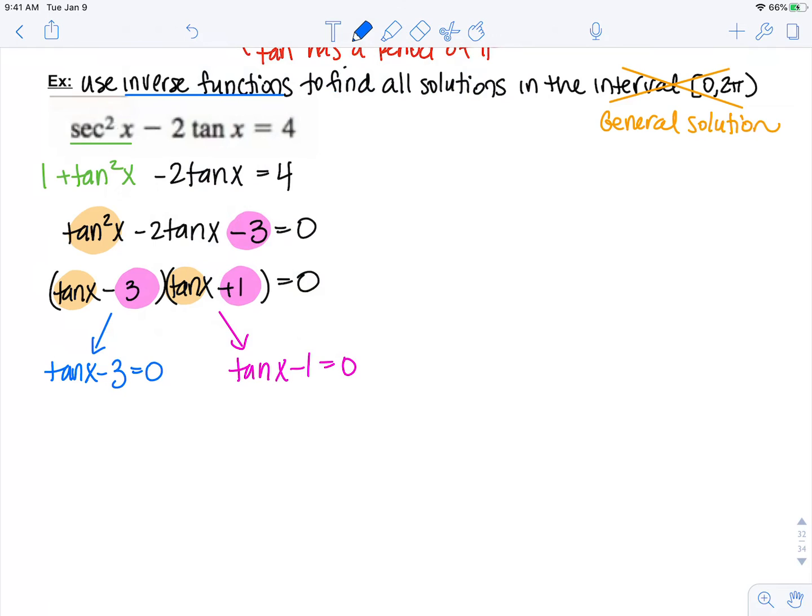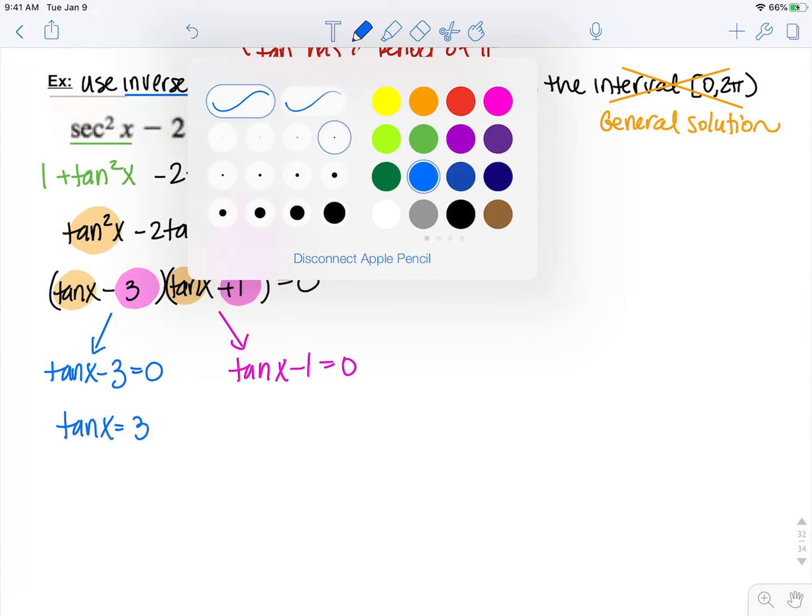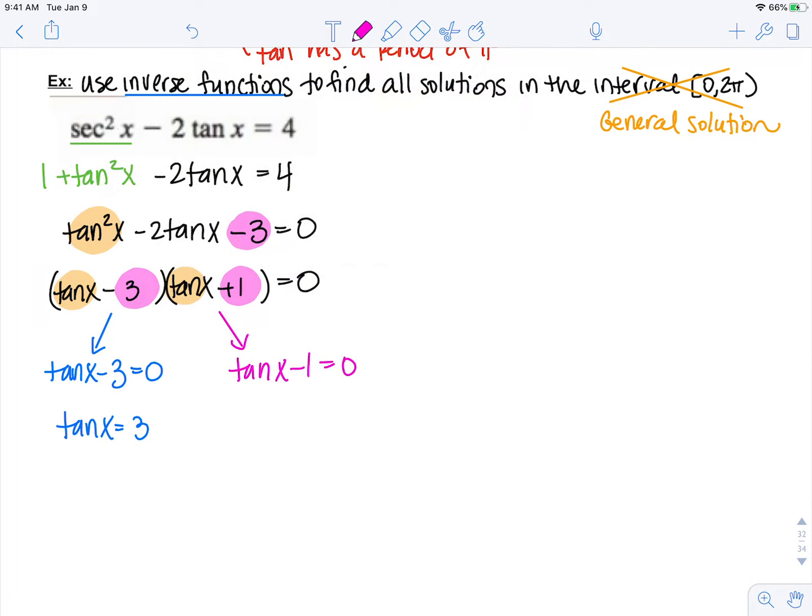So for both of these, I need to isolate tangent x. Tangent x equals 3. Oops, this should say plus 1. Sorry about that. And tangent x equals negative 1.